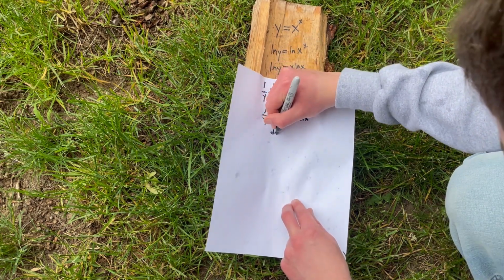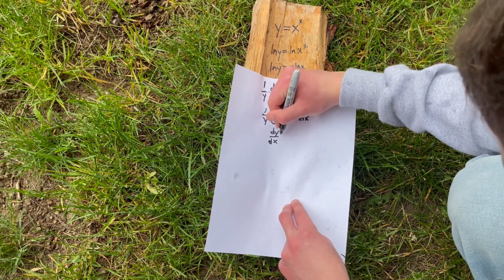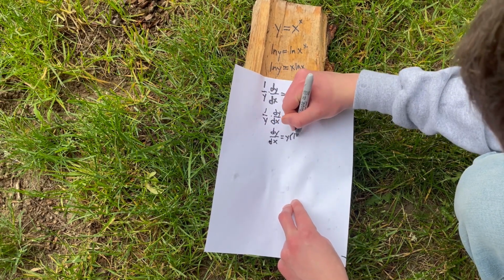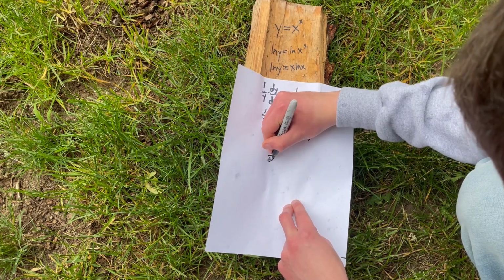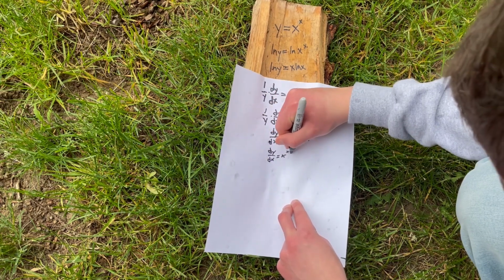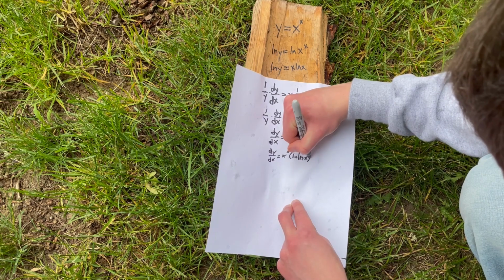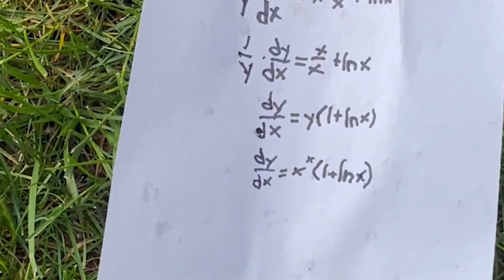Then, multiply both sides of the equation by y, leaving you with dy dx equals y times 1 plus natural log of x. If you substitute in x to the x for y, that'll leave you with dy dx equals x to the x times 1 plus natural log of x. Thanks to logarithmic differentiation, you've found the derivative. Ask your math teacher about logarithmic differentiation today.